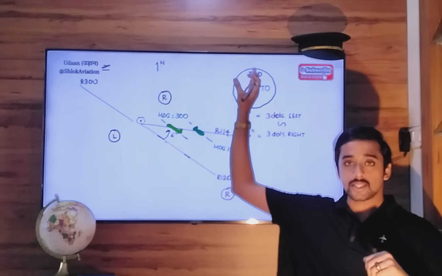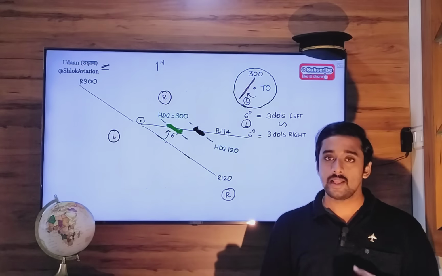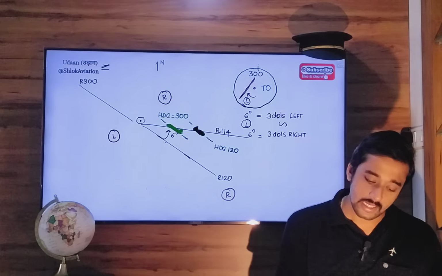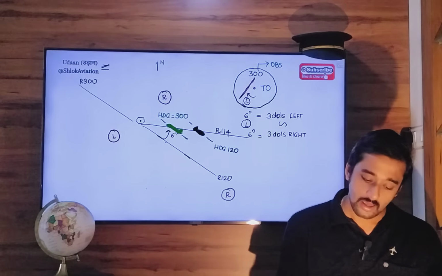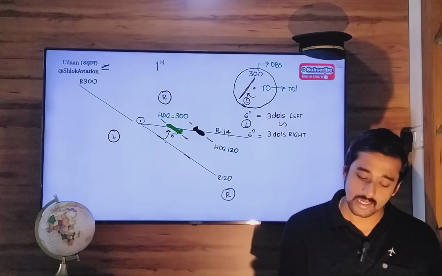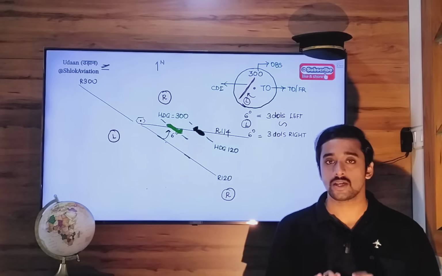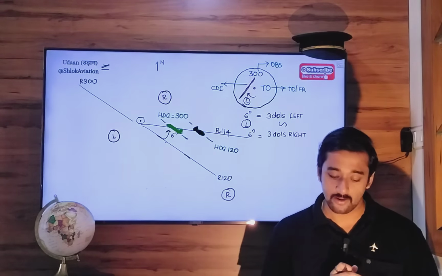So heading 120. So what will be the changes in the OBS setting? What will be the changes in this OBS indicator? Will there be any changes? OBS indicator only shows the OBS setting that you have put. Accordingly, it will show TO and FROM indication and the CDI indication. Is there any provision? Is there any space made for indication of heading in this instrument?